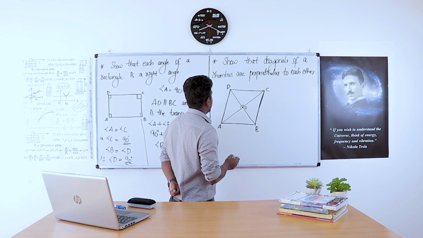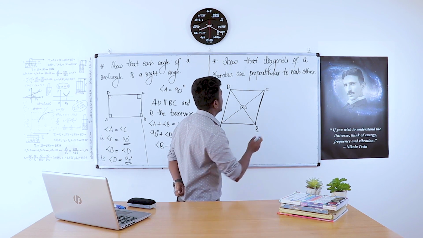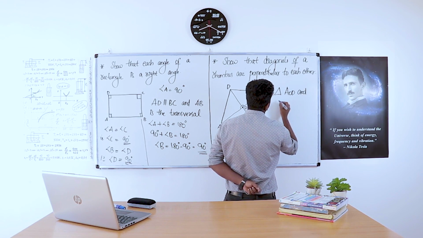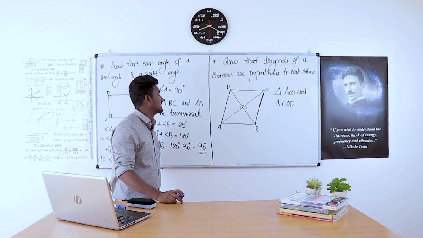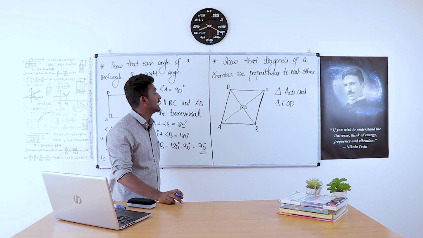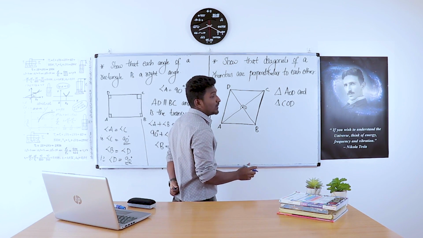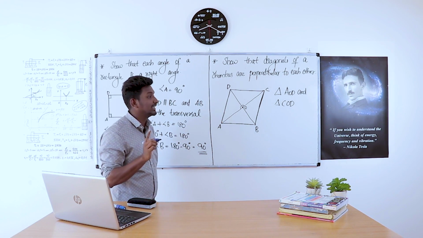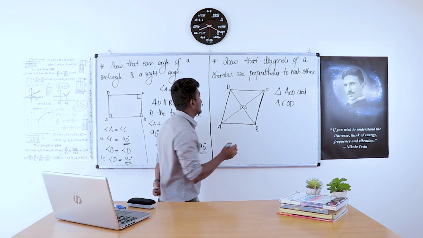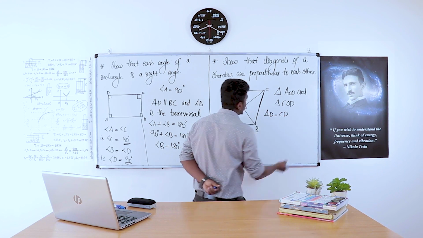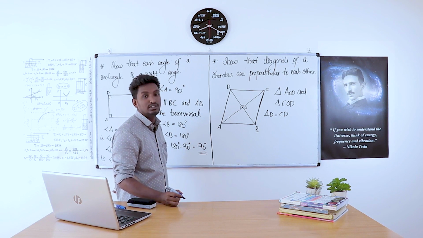We can consider the triangles AOD and COD. I am considering two triangles, triangle AOD and triangle COD. Now look at the figure. For a rhombus, all the four sides are equal. Therefore, we can say that AD is equal to CD.